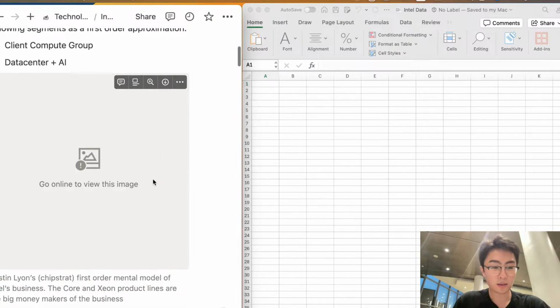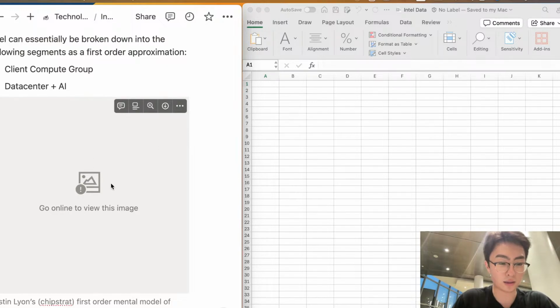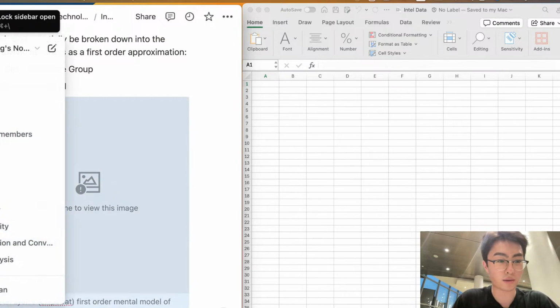And we had talked about this first order approximation. I don't know why it's telling me to go online. What if I refresh this?